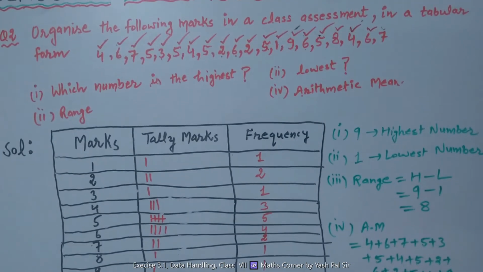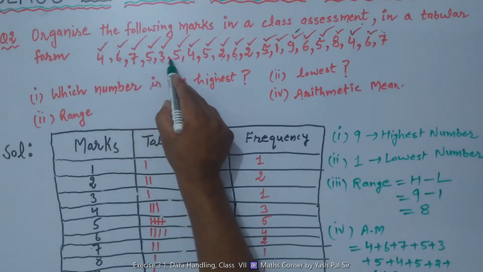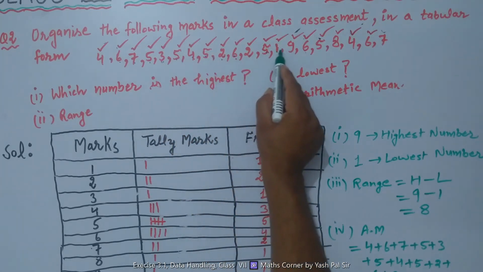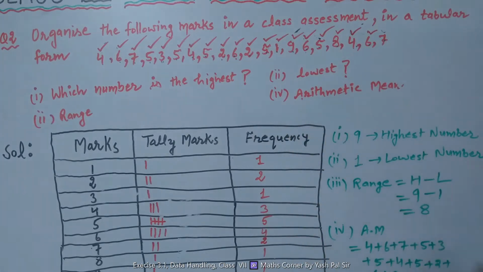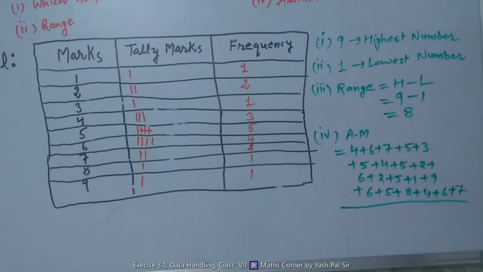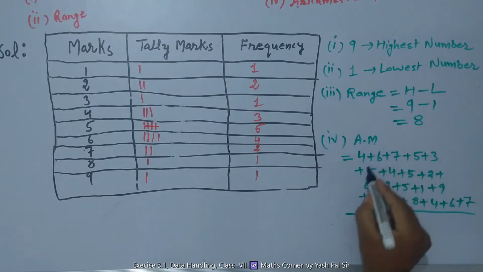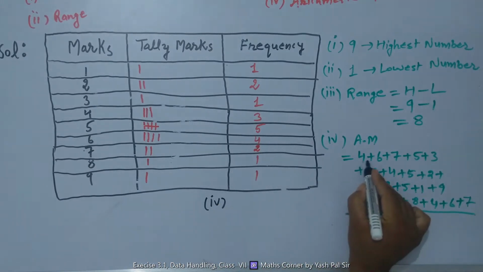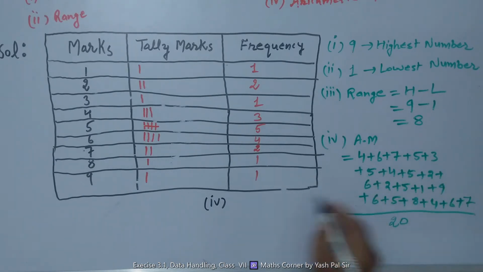So how many students are there? 1 2 3 4 5 6 7 8 9 10 11 12 13 14 15 16 17 18 19 20. So we write in the denominator 20. Now adding these numbers, the fourth part solution is 4 plus 6 plus 7 plus etc. All these numbers are added.